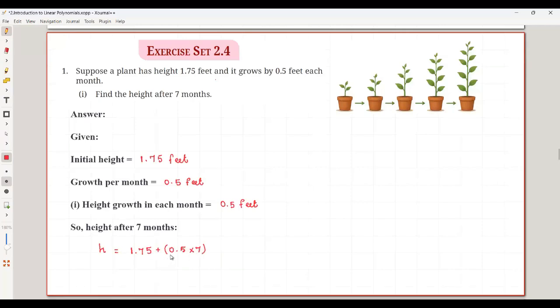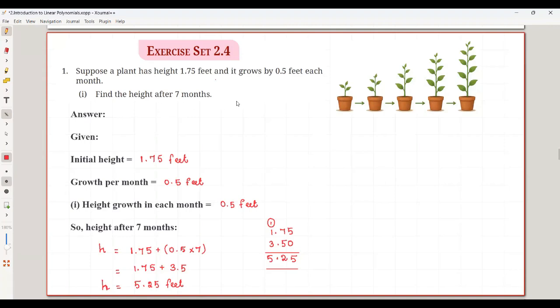How we have framed the linear pattern, the same concept we are proceeding with. So now I can simplify it. 1.75 plus 0.5 into 7, that is 7 5s are 35. Before one place you have to keep the decimal point, so it will become 3.5. 1.75 plus 3.5, you can just add, so it will become 5.25 feet. So this is how we have to find the answer.